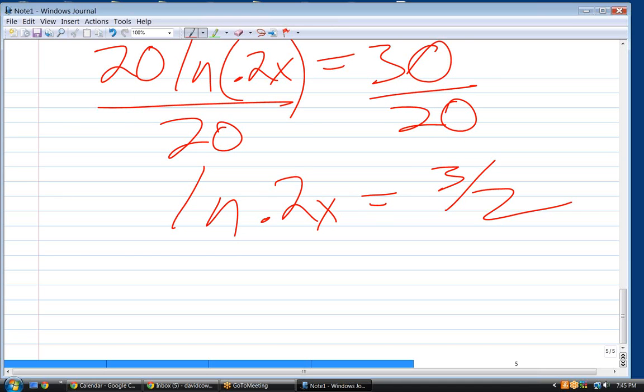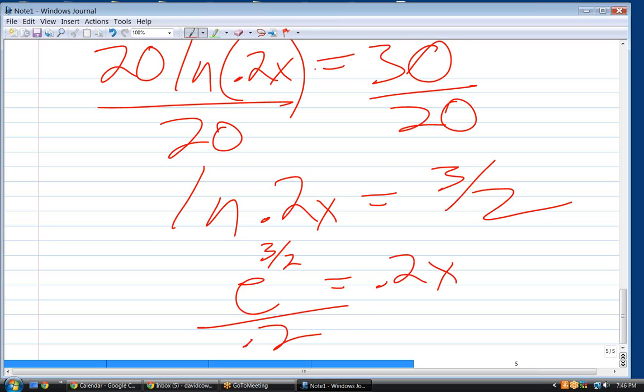What's the base for natural log? Well, e. Okay, so translate this to exponential expression. So that would be e to the 3 over 2 equals 0.2x. So x equals that whole thing divided by 0.2. And you need a calculator to get that number, but that's okay.